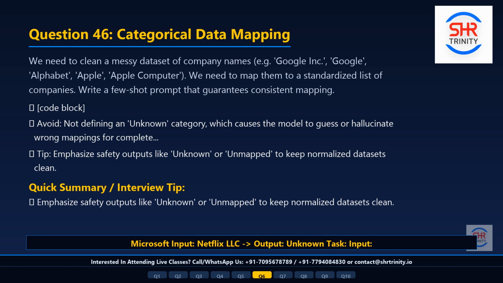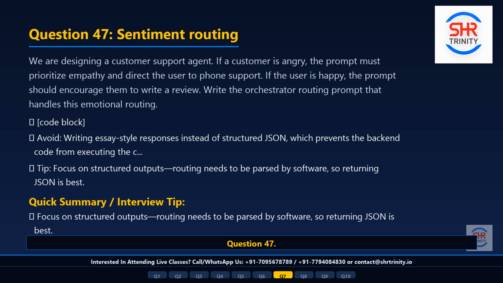Question 47. We are designing a customer support agent. If a customer is angry, the prompt must prioritize empathy and direct the user to phone support. If the user is happy, the prompt should encourage them to write a review. Write the orchestrator routing prompt that handles this emotional routing. System prompt: Analyze the user message for sentiment and emotion.